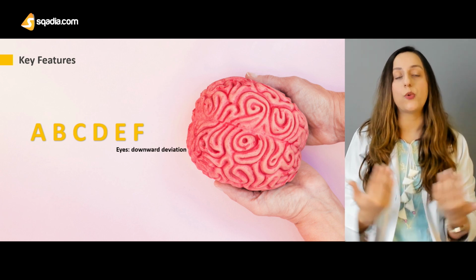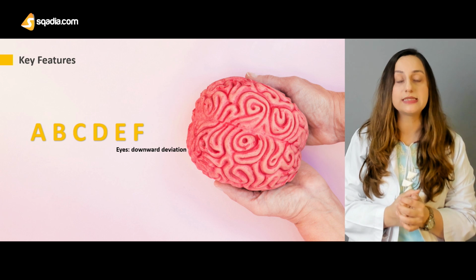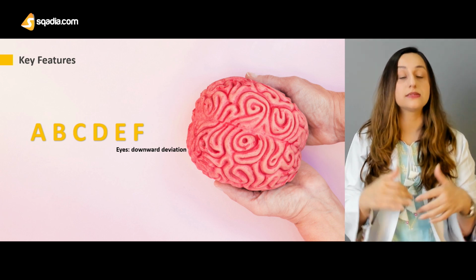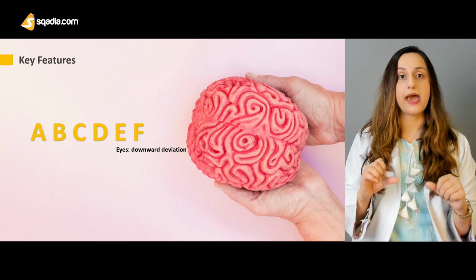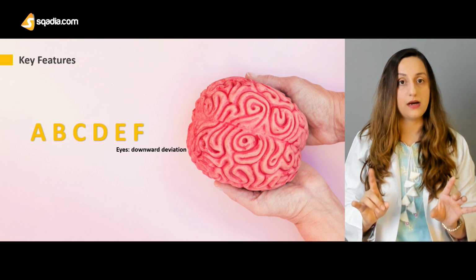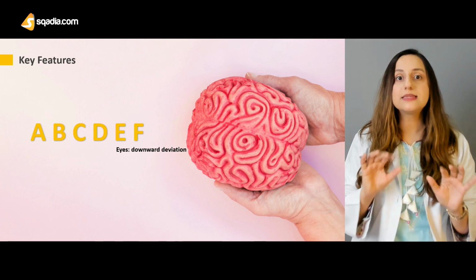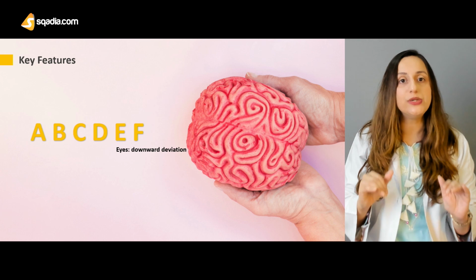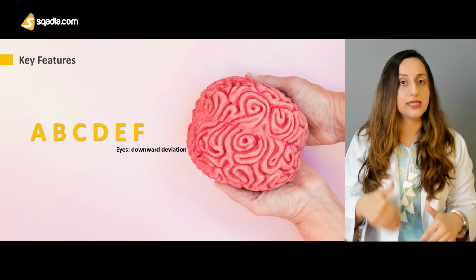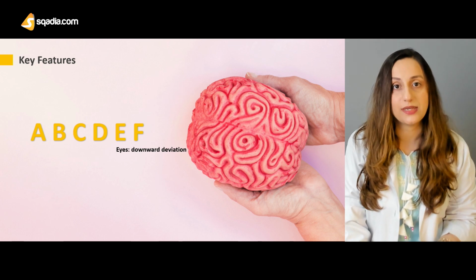So the eyes are quite characteristic, and you would see a sunset appearance noted in the eyes. There is a downward deviation, and the sclera is usually quite visible above the pupil. And this sunset appearance and this downward deviation or downward gaze in the child is again indicative of an increased intracranial pressure.